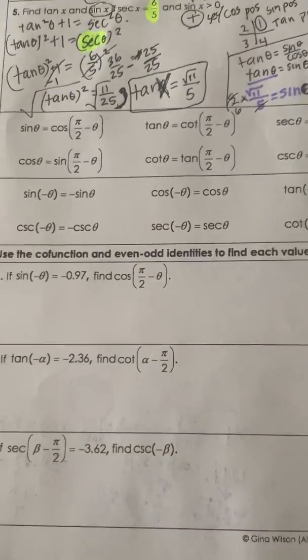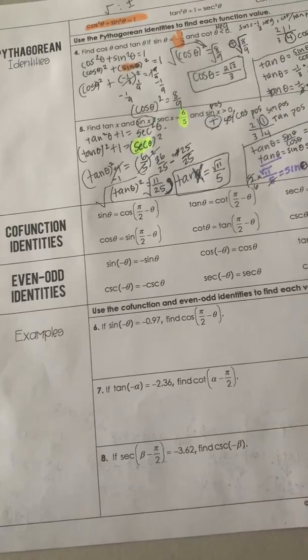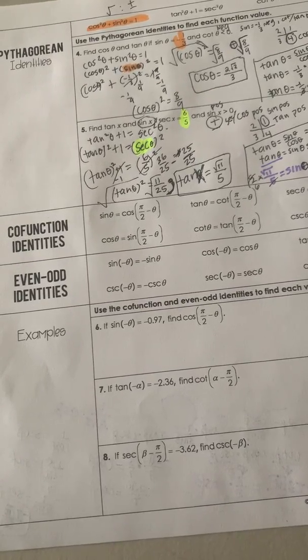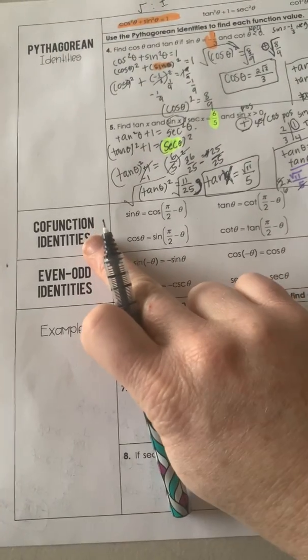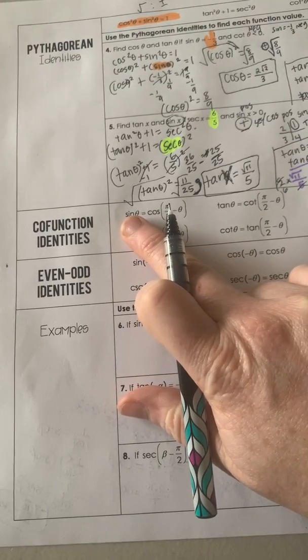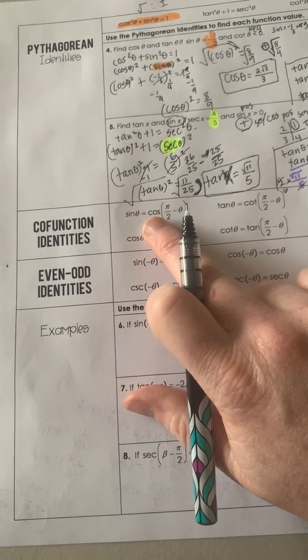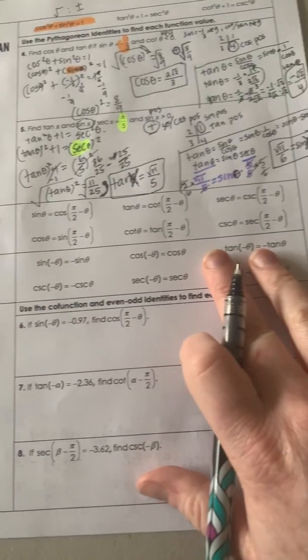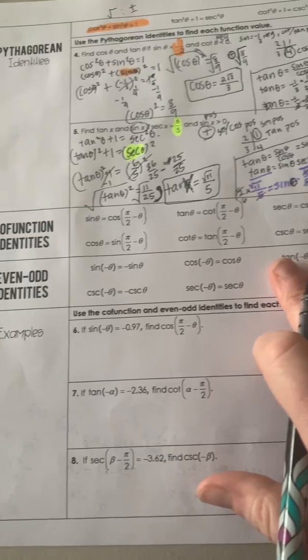Okay, so let's look at cofunction identities here. Basically what this means is like a shift in your graph. They end up being the same, like sine's graph was extremely similar to cosine if you just shifted it. So that's where these identities are coming from.